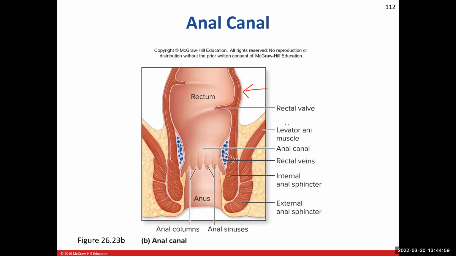The levator ani muscle, you'll see right here, makes up the floor of your pelvic cavity. You'll also see it extend down here, and at the distal portion of it, it is going to form the external anal sphincter. Then just internal to it, hence the name internal anal sphincter, that is made up of smooth muscle tissue, and that smooth muscle tissue is involuntary. We don't have control over that.